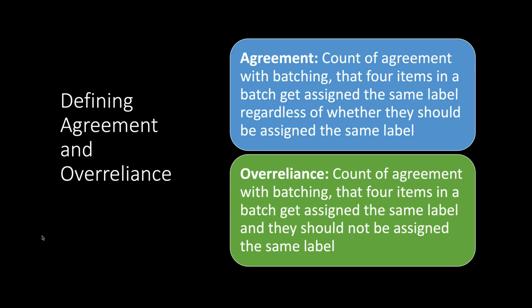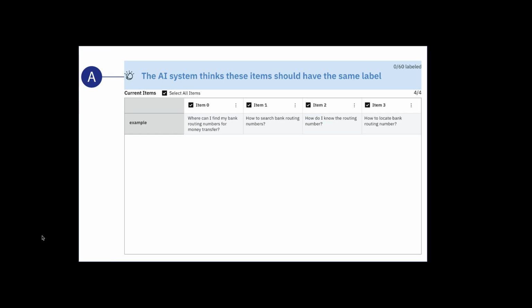For the purposes of our study, we were able to operationalize agreement and over-reliance. Agreement was the count of agreement with batching that 4 items in a batch get assigned the same label, regardless of whether they should be assigned the same label. And we define over-reliance as the count of agreement with batching that 4 items in a batch get assigned the same label, and they should not be assigned the same label. We added an additional condition in study 2, in which we were investigating how this messaging would impact the outcome. Here we have written up top, the AI system thinks these items should have the same label.